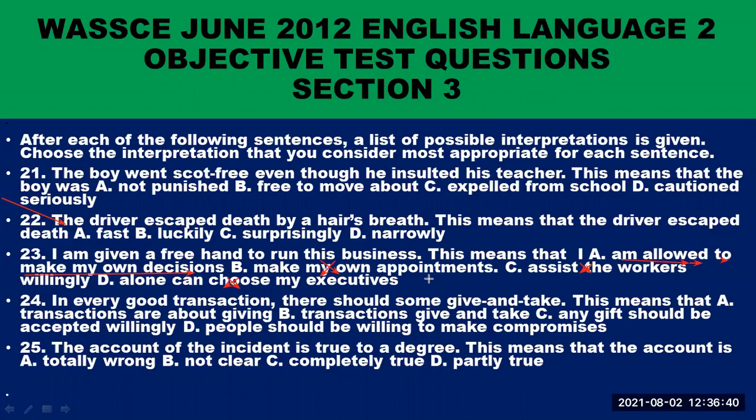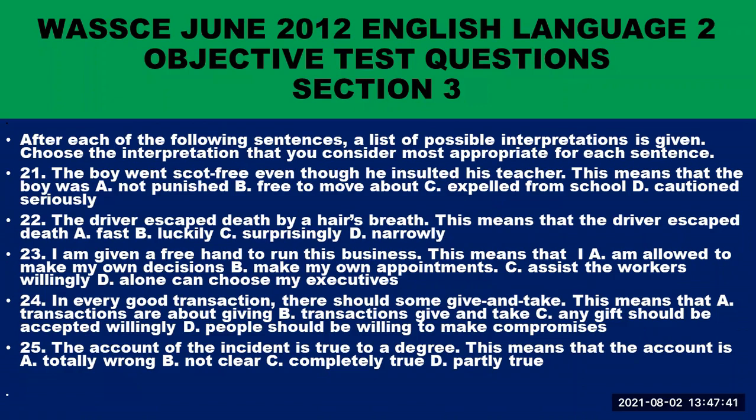Welcome back to Learn at Home. We are discussing answers to the past questions of West African Senior School Certificate Examination, June 2012, English language to be precise. Before we went on break, we stopped at question 23, where we interpreted the idiomatic expression that had to do with being given a free hand. Now, we will continue from question 24.